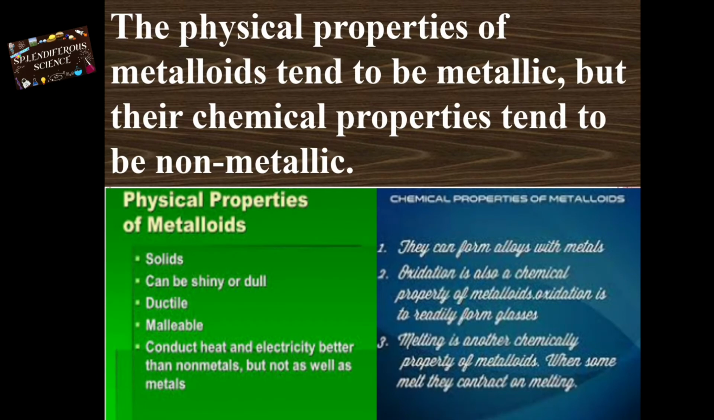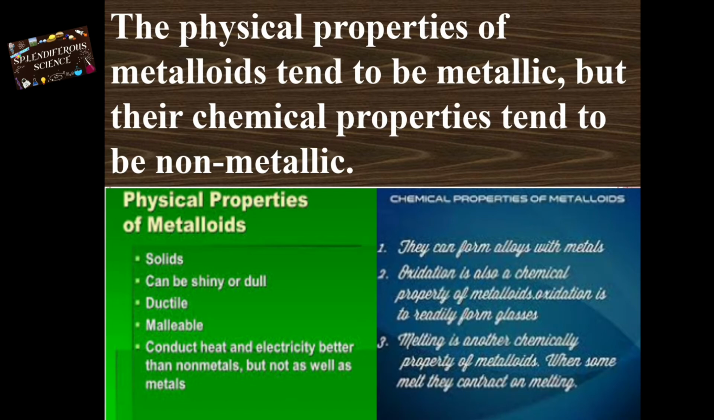The physical properties of metalloids tend to be metallic, but their chemical properties tend to be non-metallic. So you can see here the physical properties of metalloids: solids, they can be shiny or dull, ductile, malleable, and conduct heat and electricity better than non-metals, but not as well as metals.